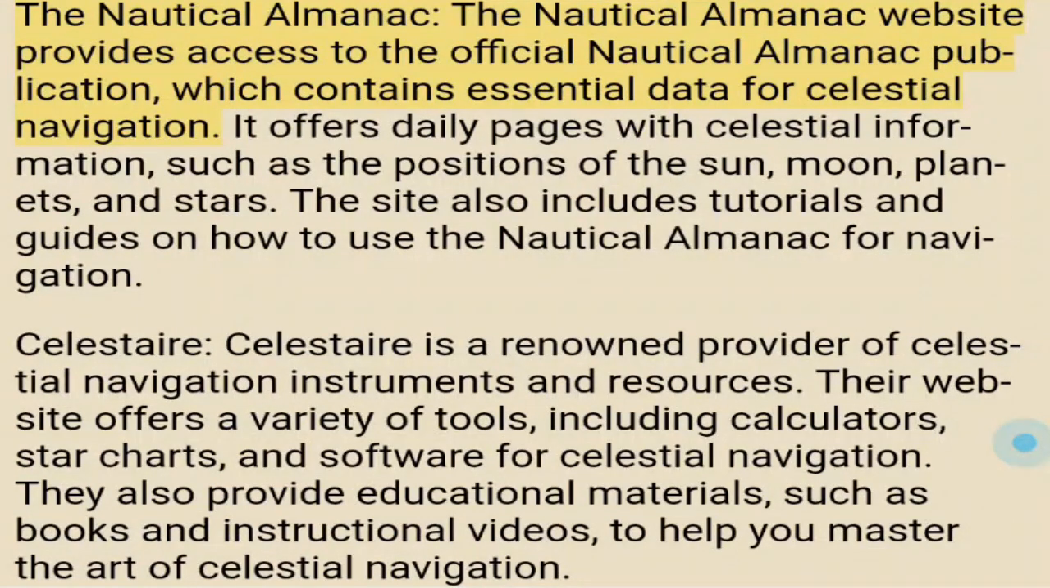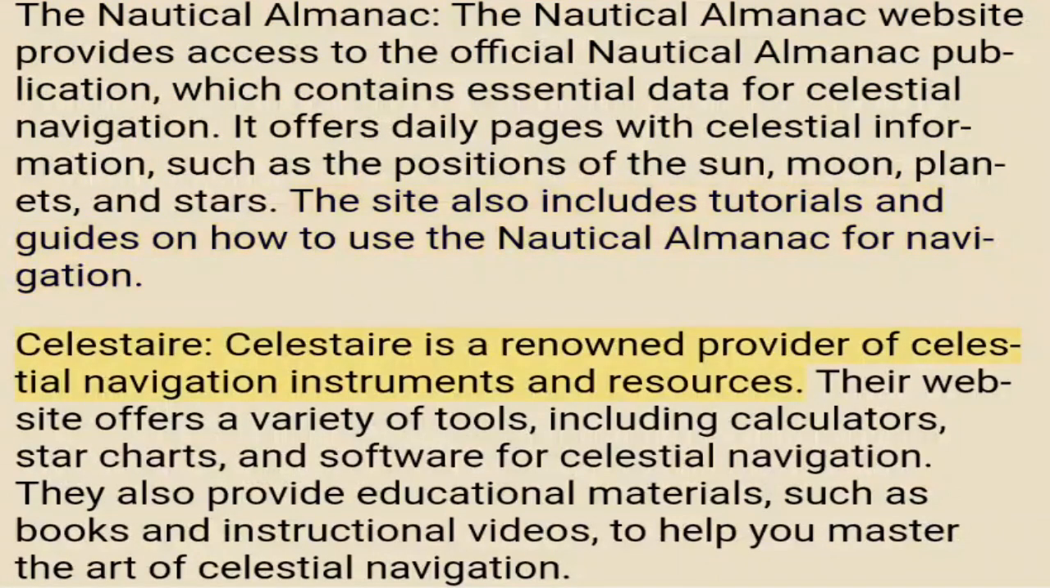The Nautical Almanac. The Nautical Almanac website provides access to the official Nautical Almanac publication, which contains essential data for celestial navigation. It offers daily pages with celestial information, such as the positions of the sun, moon, planets, and stars. The site also includes tutorials and guides on how to use the Nautical Almanac for navigation.